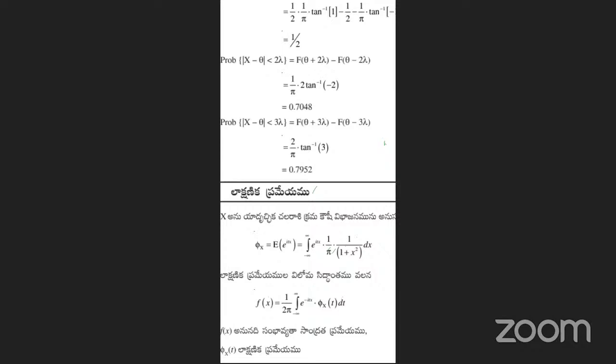Next. So 1 by 2, 1 by pi tan inverse minus 1 by 2 minus 1 by pi tan inverse minus 1 is 1 by 2. So probability of modulus x minus theta less than 2 lambda is f of B minus f of A, 1 by pi 2 tan inverse minus 2, which is 0.7048. Probability of x minus theta less than 3 lambda is f of B minus f of A, 2 by pi tan inverse 3, that is 0.7952.